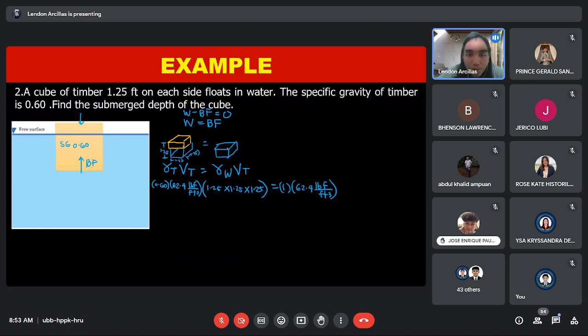Yung nakasubmerge lang na volume is this is 1.25 times 1.25 times the draft. Hindi natin alam to. Ito yung hinahanap. Okay? So, meaning, the volume is 1.25 times 1.25 times the draft. So, ito yung hinahanap, yung draft na yan. Gets ba?